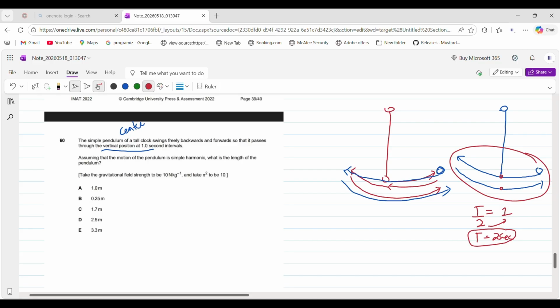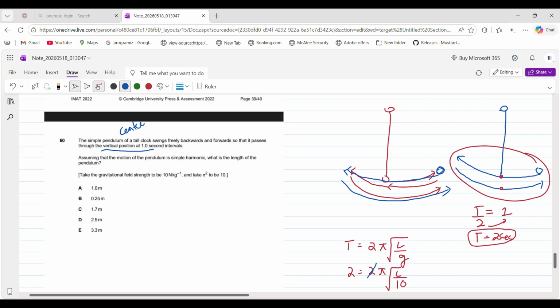What they have asked us, assuming that the motion of the pendulum is simple harmonic, is the length of the pendulum. We are supposed to find the length, which is a very easy concept, not difficult at all. We know the formula for the time period of simple harmonic motion: T is equal to 2 pi under root L by g. T we already have, which is 2, so 2 pi. Length we are supposed to find, and g is given as 10.